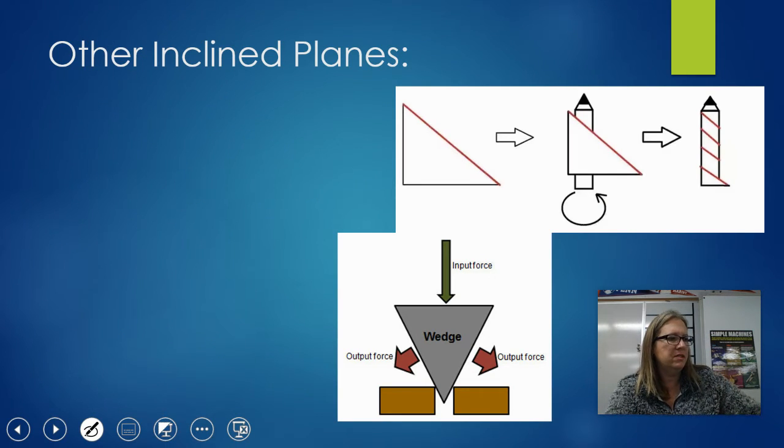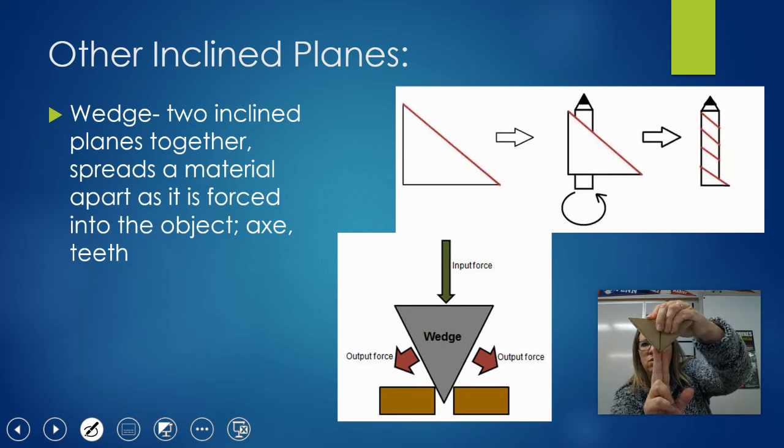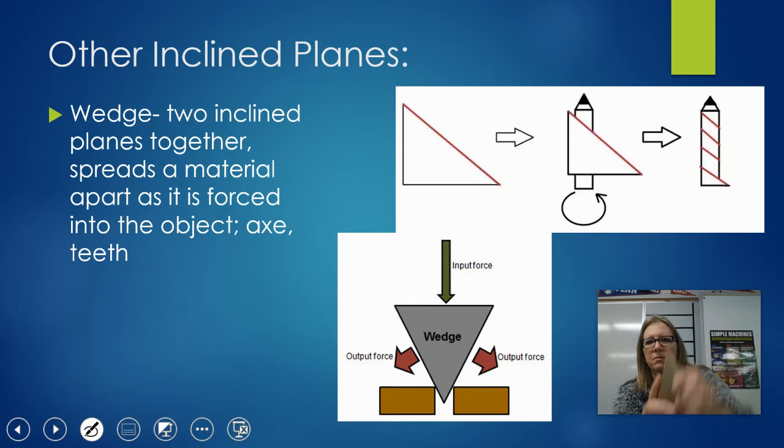We've got some other different inclined planes here. We have something called a wedge, which is basically two inclined planes put together, and they make this kind of pointy object, okay? What a wedge does is the sharp part goes into whatever object it is. And as it pushes down, it spreads those objects apart, okay? So my input force is the push. My output force is being exerted towards that object, okay?